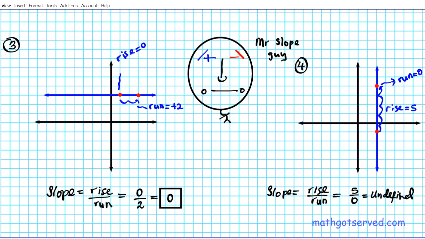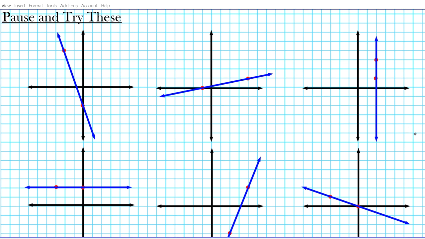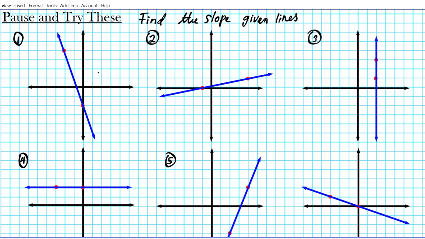All right, now it's your turn to do some practice problems. At this time, we'd like you to attack these 6 practice problems. Instructions are the same. You're to find the slope of the given lines. The method of choice here will be your slope triangle method. Go ahead and pause this video presentation. Try out questions number 1 to 6. When you're done, click on the playback button and we're going to reveal what the correct answers are.